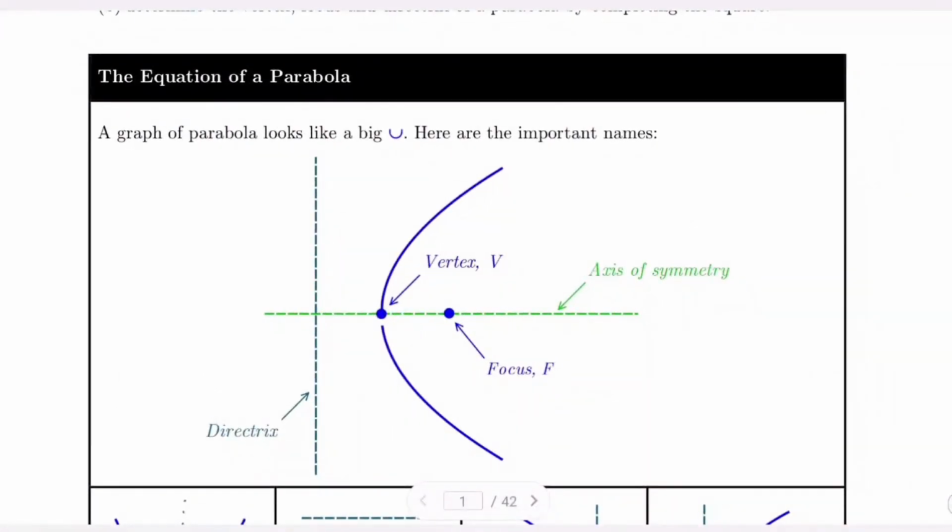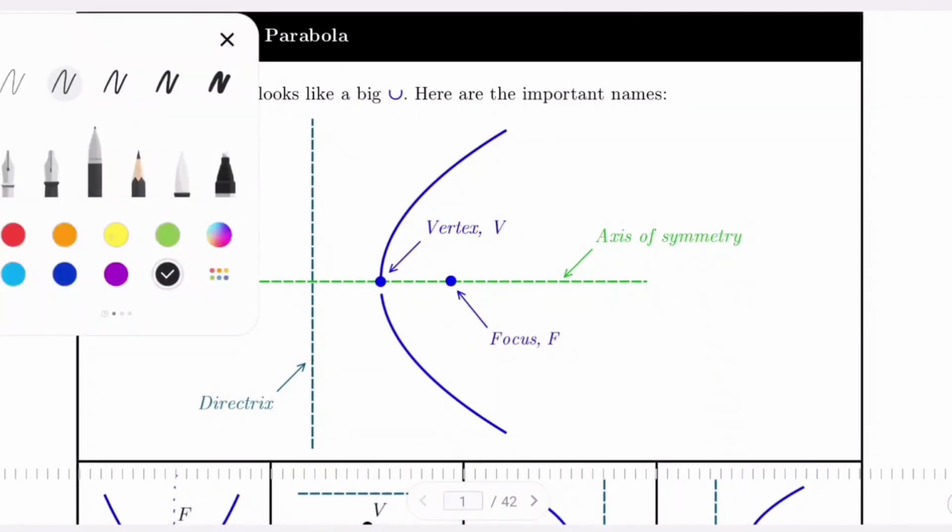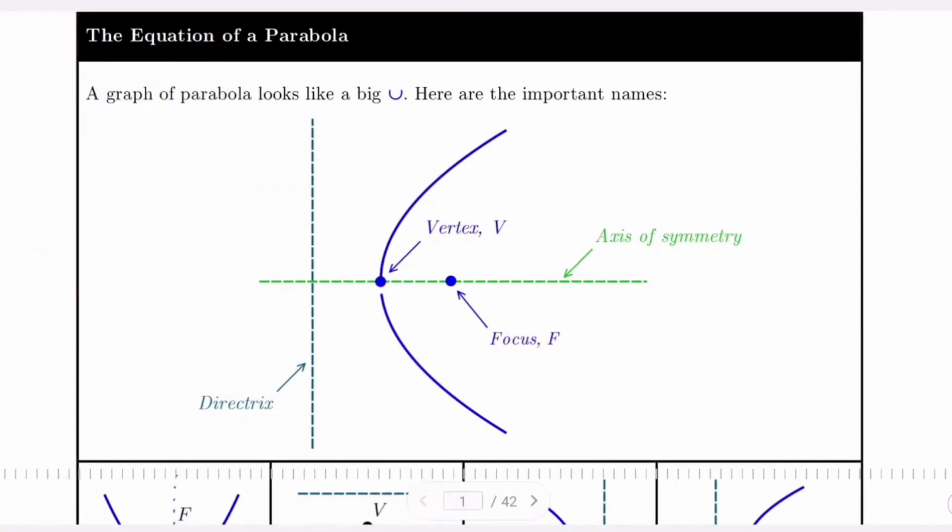So what is a parabola? A parabola basically looks like a big U. A parabola consists of a vertex that we label as V, a focus that we label as F, a directrix, and also an axis of symmetry that basically divides the parabola into 2 symmetrical shapes.